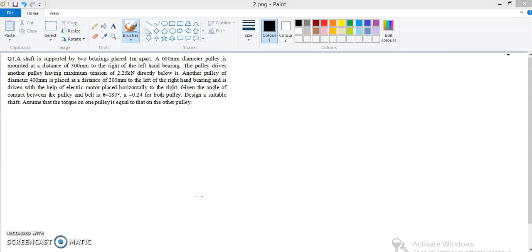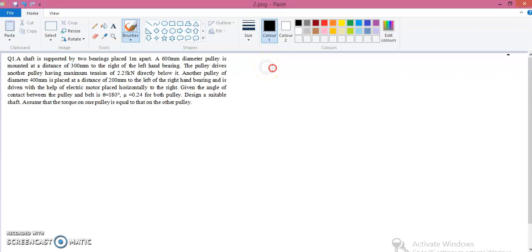In today's session, we will see the design of a shaft. So we have a question here. A shaft is supported by two bearings placed 1 meter apart. So first let us draw the space diagram.